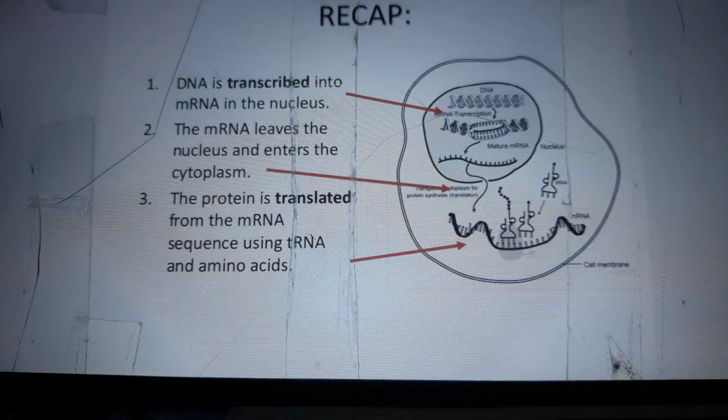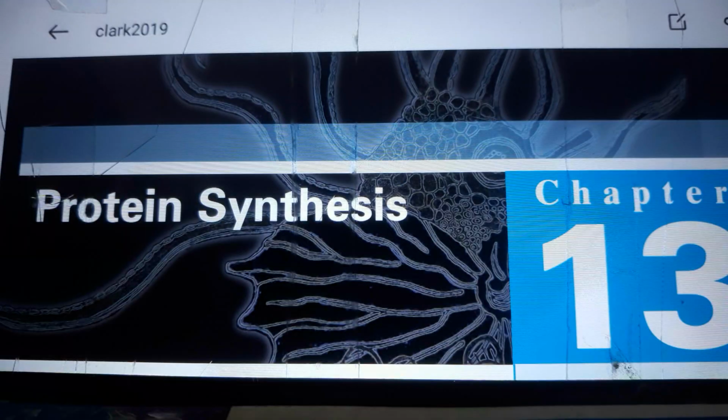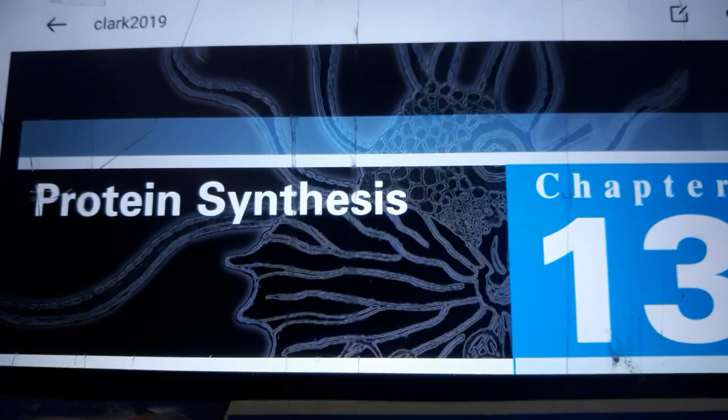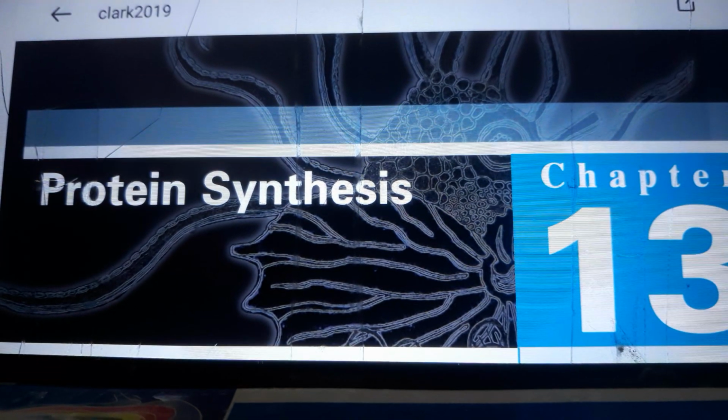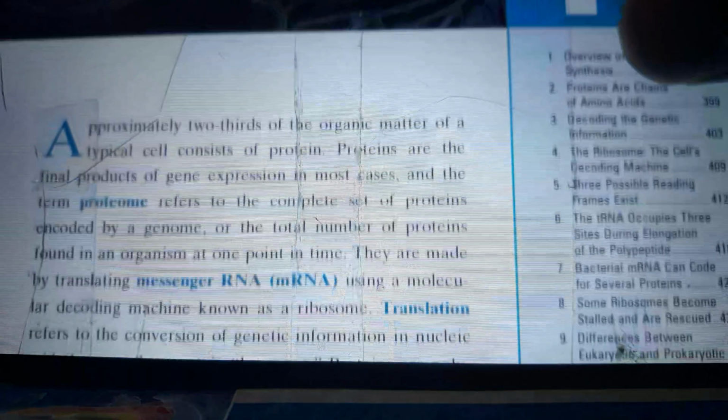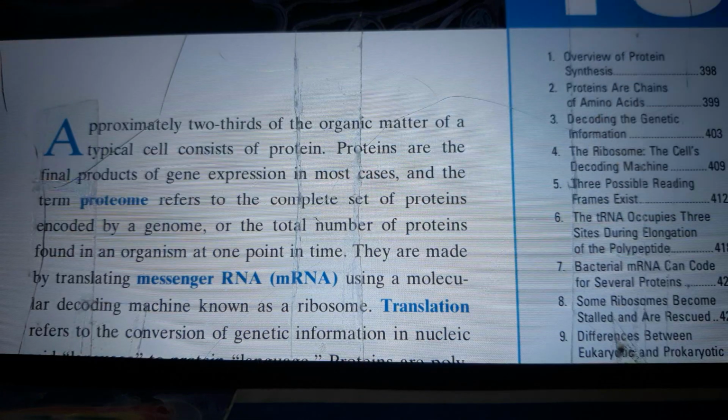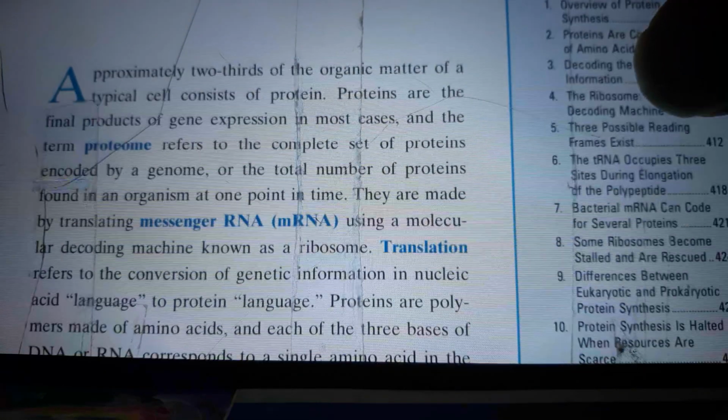The mRNA leaves the nucleus and enters the cytoplasm. The protein is translated from the mRNA sequence using tRNA amino acids. We're continuing from there. We have protein synthesis, which is chapter number 13. You don't have to note that, but it's about the subject matter proper.